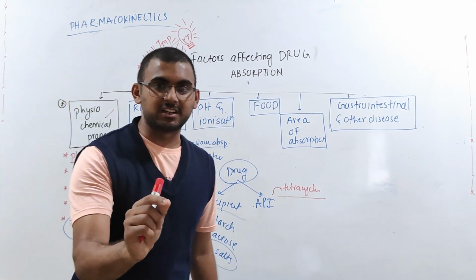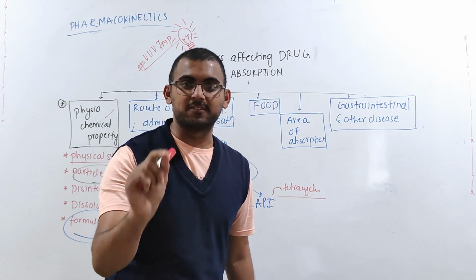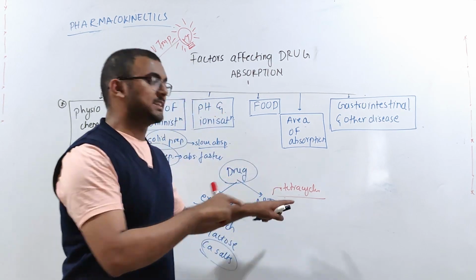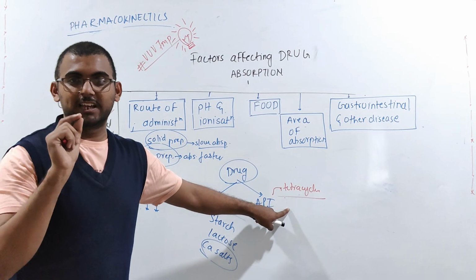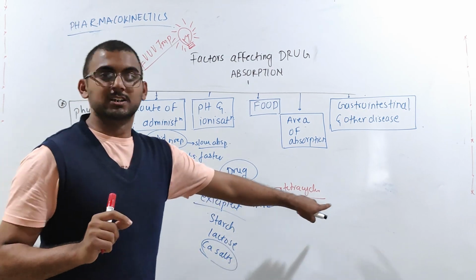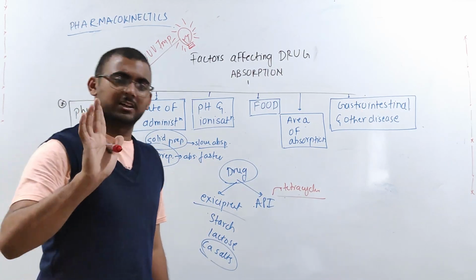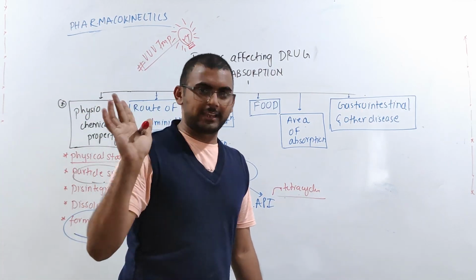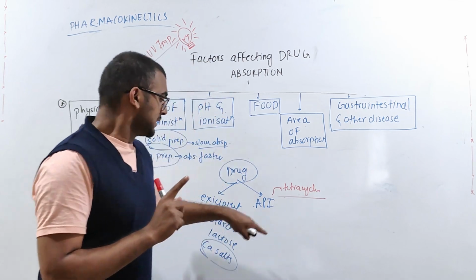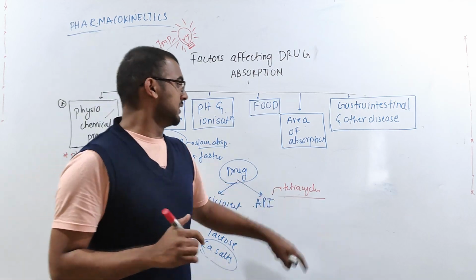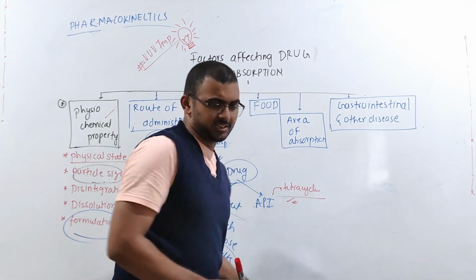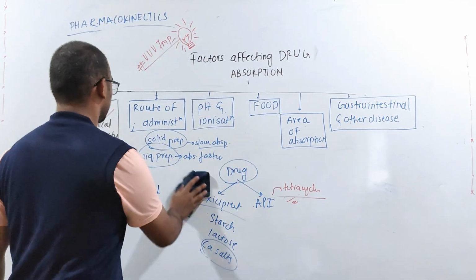Calcium will interfere with the absorption of the tetracycline. Note it down. Now, how it will interfere, we will learn in further classes. But for now it is very important to know that calcium will interfere with the tetracycline. I hope it is clear till here.